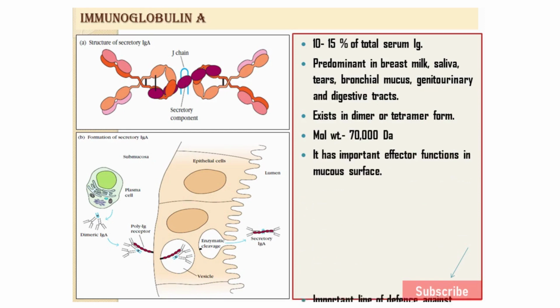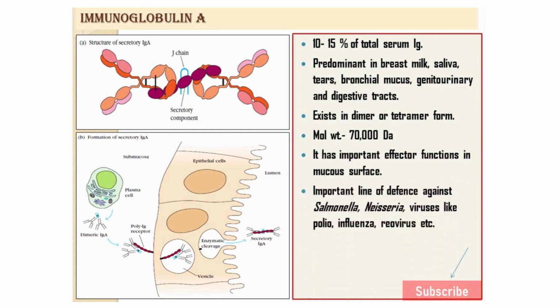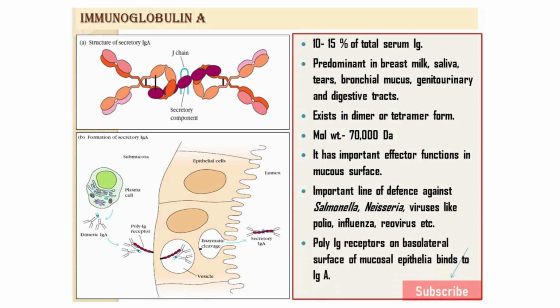It is an important line of defense against infections like Salmonella, Neisseria, and viruses like polio, influenza, and reovirus, etc. The poly-Ig receptors on the basolateral surface of mucosal epithelia bind to IgA.